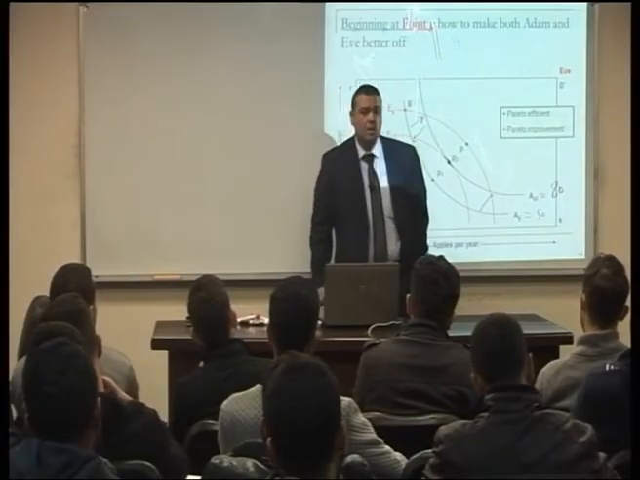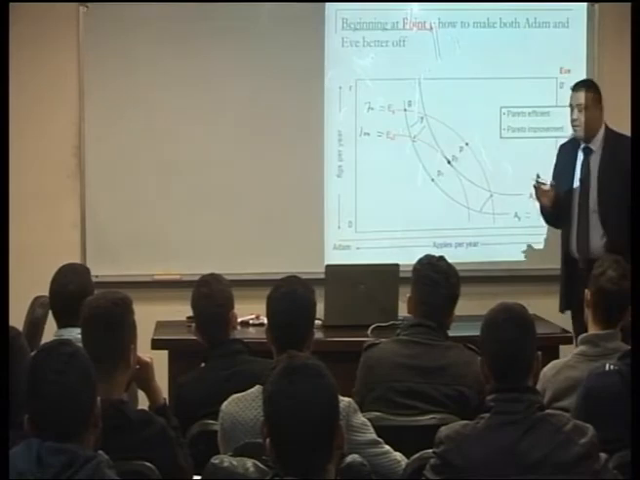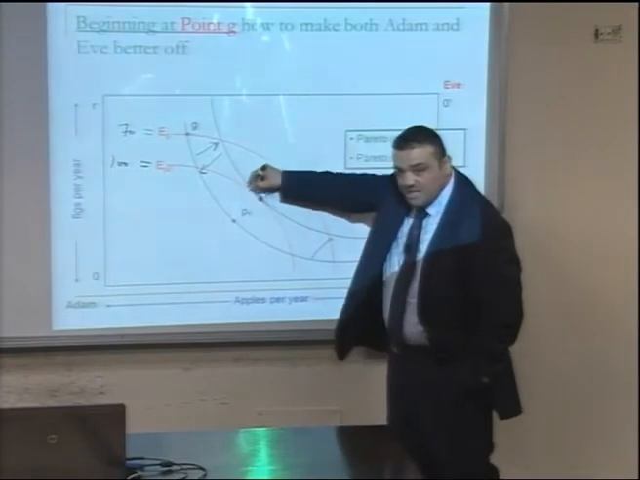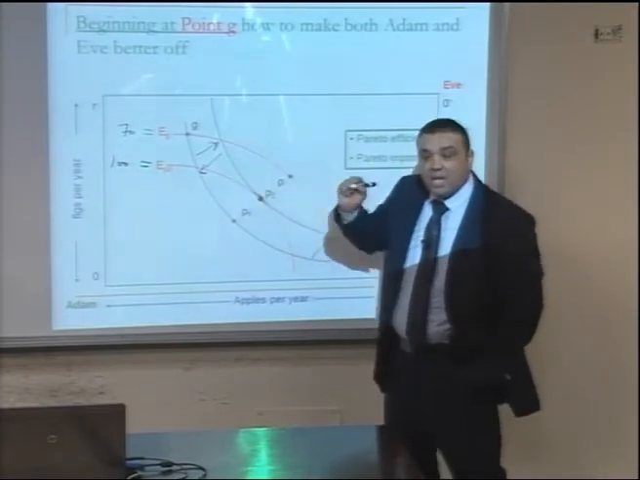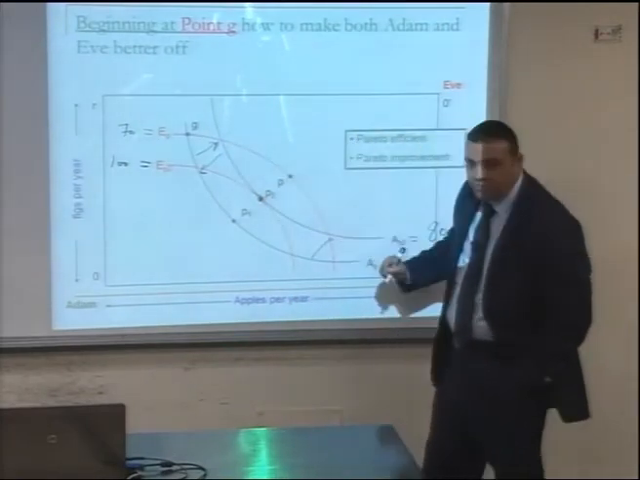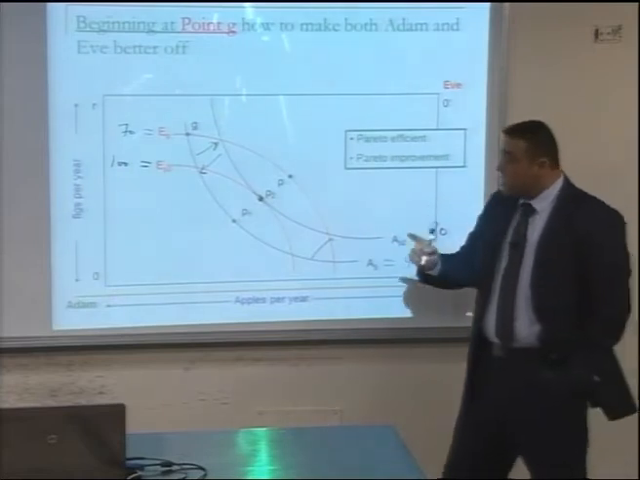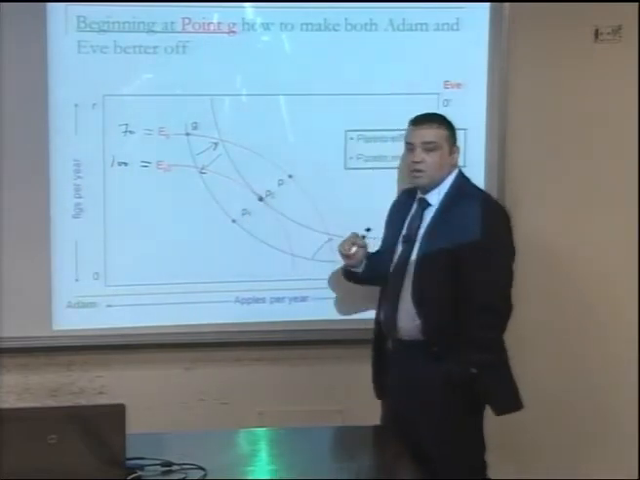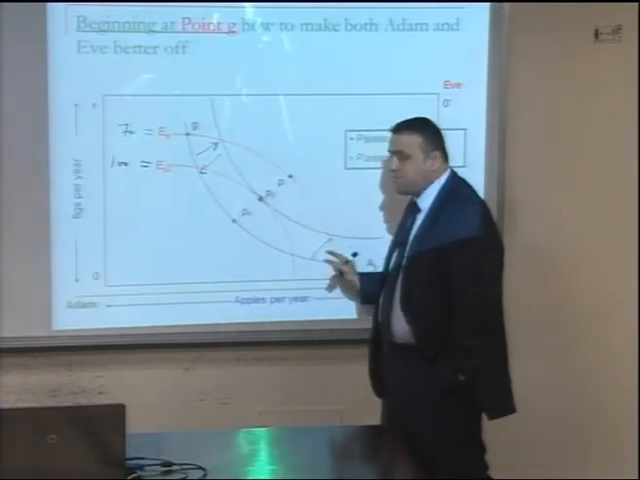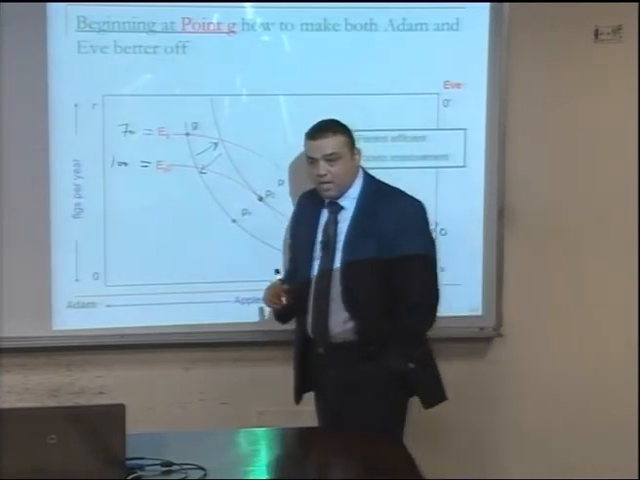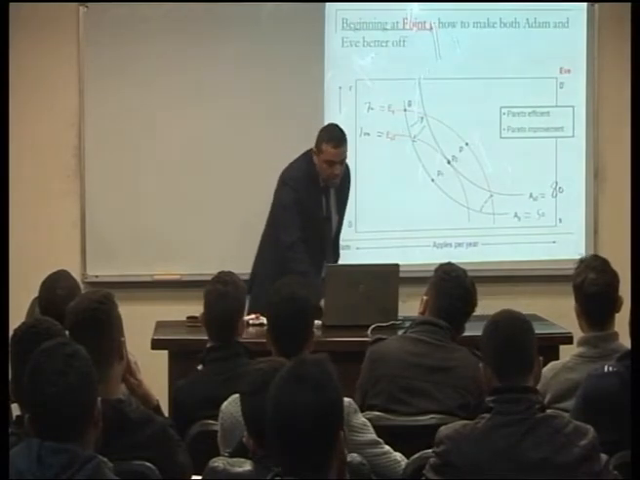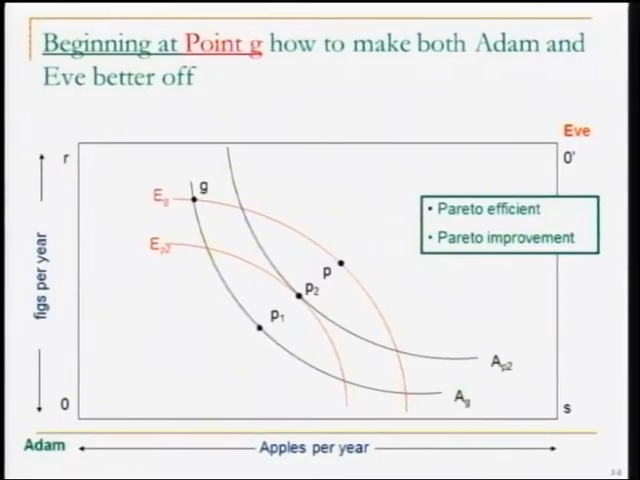Okay? The Pareto improvement occurs when the marginal rate of substitution for Eva, the slope of the indifference curve, or the tangent, equals the marginal rate of substitution for Adam. Or the slope of the indifference curve for Adam equals the slope of the indifference curve for Eva. Okay? Here we have an improvement. Okay? Now, in the community, we will try to make both better off.